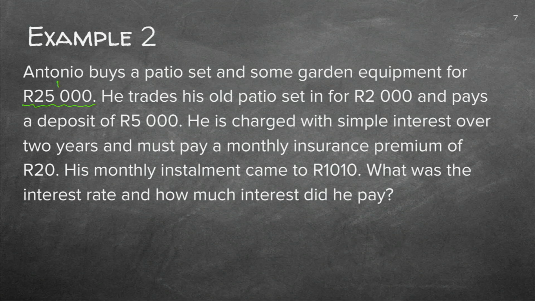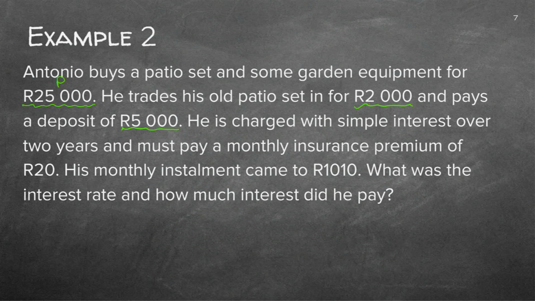So I know this is going to be my P. He trades his old patio set in for 2,000 rand and pays a deposit of 5,000 rand. What does it mean when he trades in his old furniture? He gets that money back. So that 2,000 rand that he gets back and the 5,000 rand that he pays in any case as a deposit, I'm going to deduct from the 25,000 rand before I get my new P. So remember that when we get to a new page.